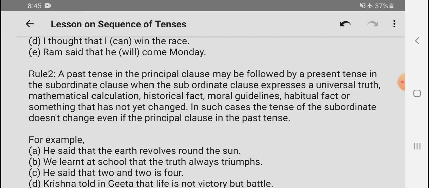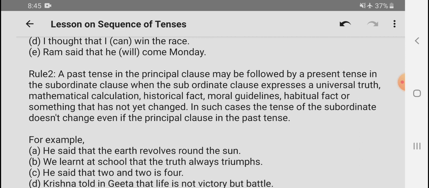If your subordinate clause, that means the dependent clause, expresses a universal truth, we have done universal truth while doing simple present tense. If it expresses a mathematical calculation, you would come to know what is a mathematical calculation in the examples, or a historical fact, or moral guidelines. Moral guidelines are how you should behave in a society, or a habitual fact, the things that you do on a regular basis, or something that has not changed yet, things which are still progressing, still happening.